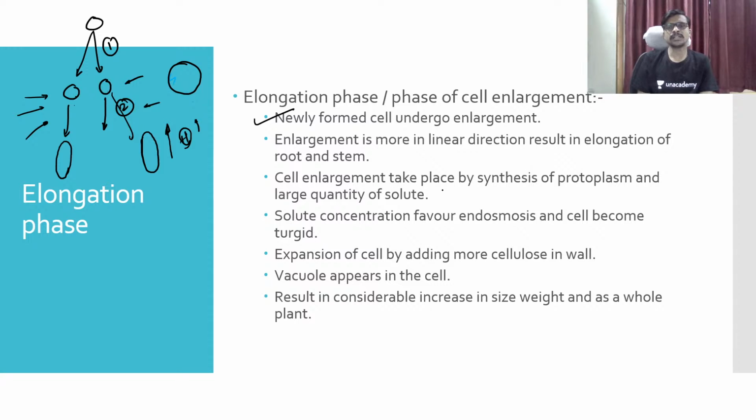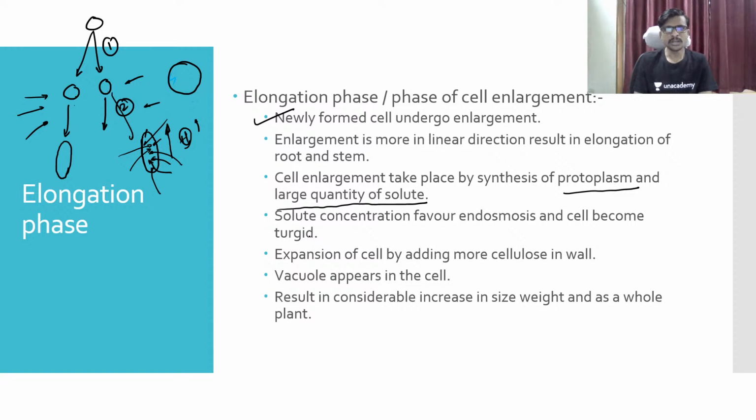Cell enlargement takes place by the synthesis of protoplasm. Protoplasm is a liquid inside the cell with a large quantity of solute. Solute means salt and other things like nutrition. These materials move inside the cell, and that's why the osmotic pressure increases, which results in automatic absorption of water. When salt concentration increases inside the cell, the cell starts absorbing water from the surroundings, and that's why it becomes turgid and enlarges in a linear direction.